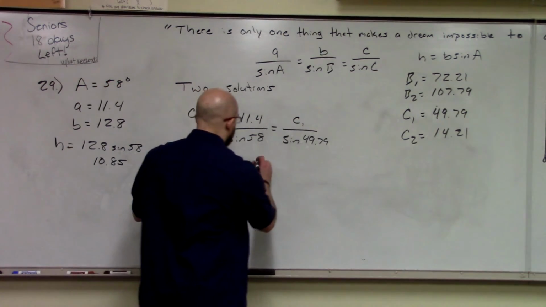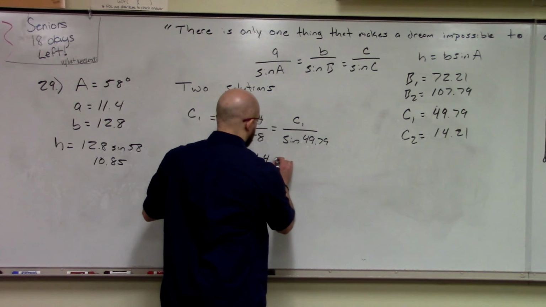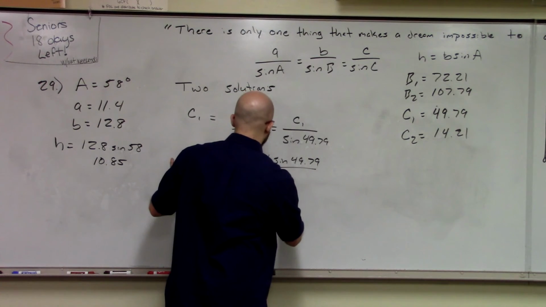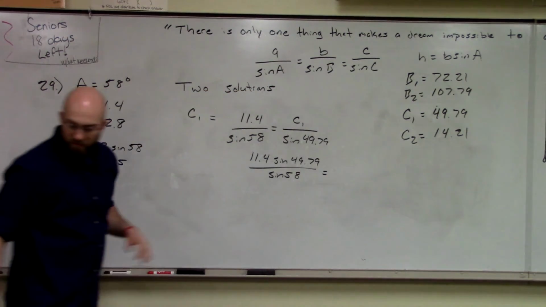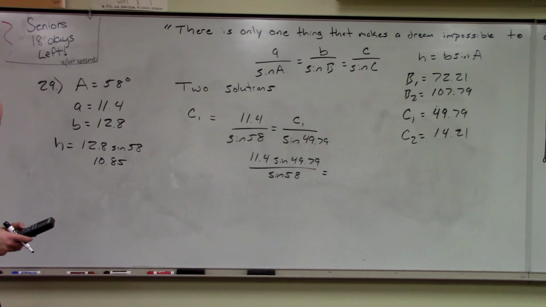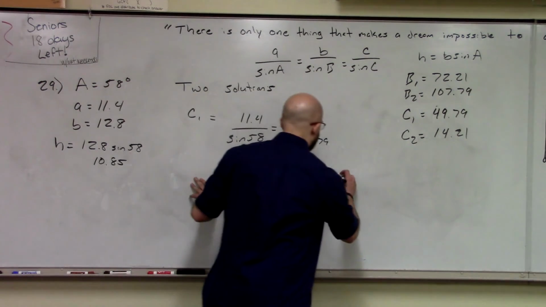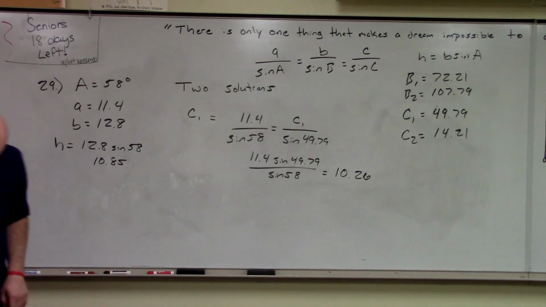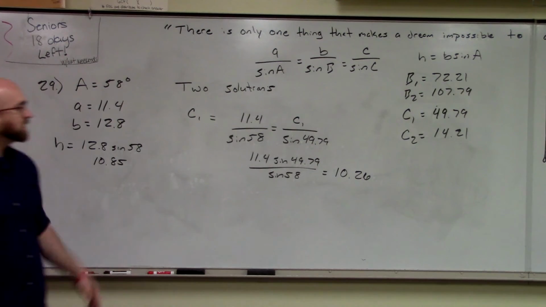So basically, we're going to get 11.4 sine of 49.79 equals sine 58 times c1, plug that into our calculator. We get 10.26, I believe. I'm going to double check. Yeah, 10.62. So that's our answer for little c1.